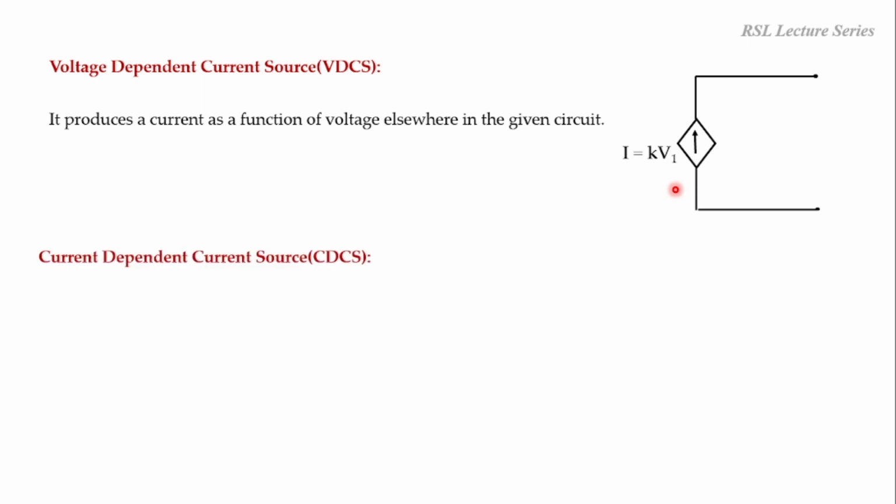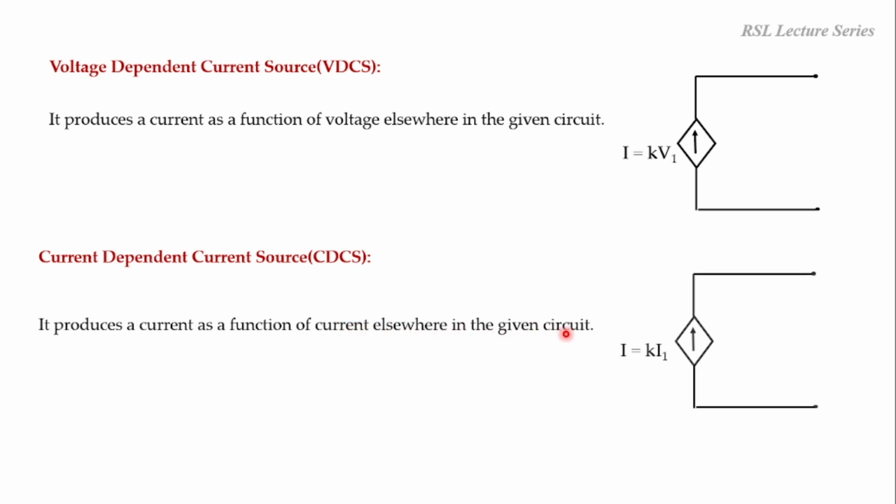Similarly, the last one is a current dependent current source. Here the current source value is expressed as a function of current only. This current may be flowing elsewhere in the given circuit. So this is a representation. I is equal to K times I1.